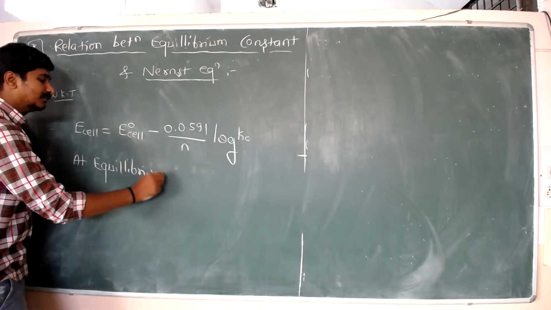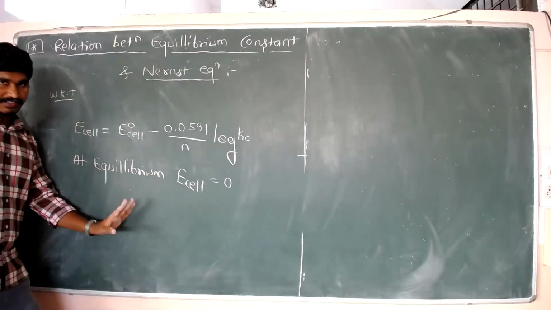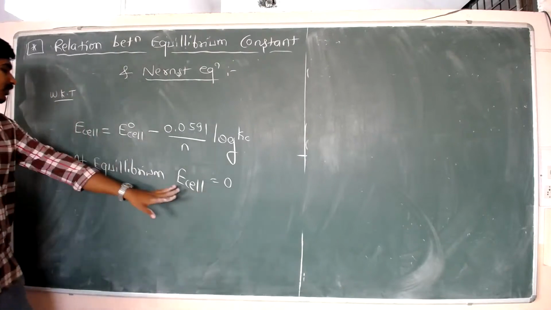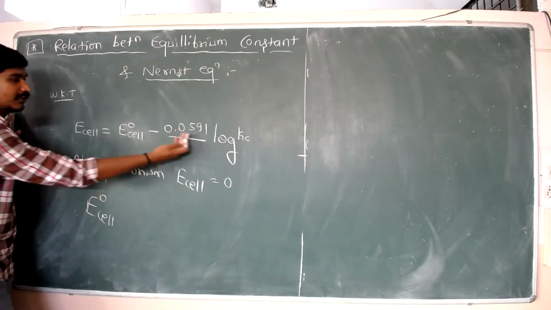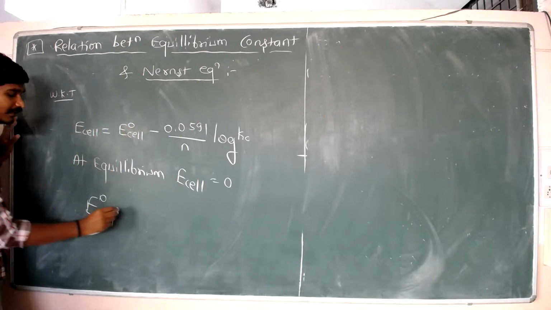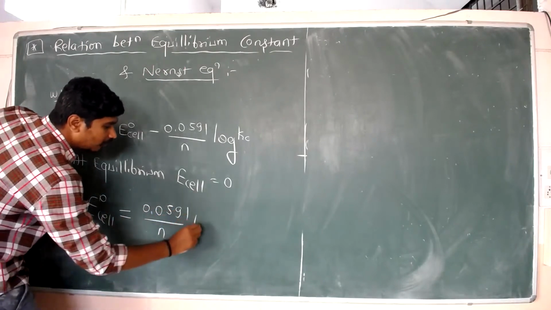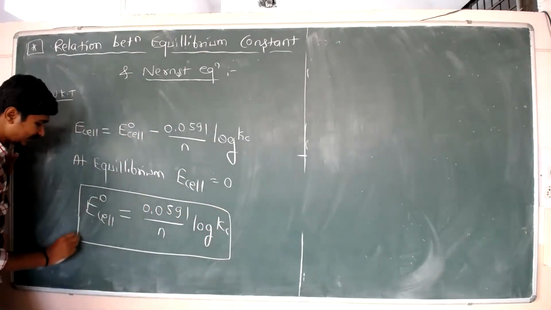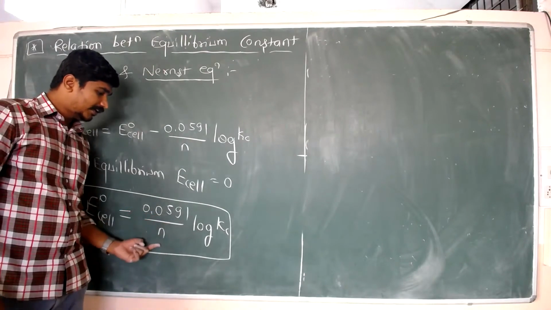Now, at equilibrium, just remember, the E cell value is equal to 0. The rate of the forward reaction is equal to the rate of the backward reaction at that particular point. So if you put E cell equal to 0, you will get E naught of cell equal to, if you take this term to the other side, the minus minus get cancelled. E naught of cell is equal to 0.0591 by n log Kc. This is the relation between the equilibrium constant and the Nernst equation.